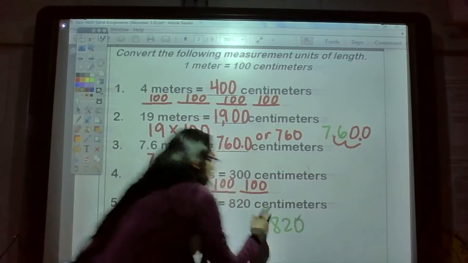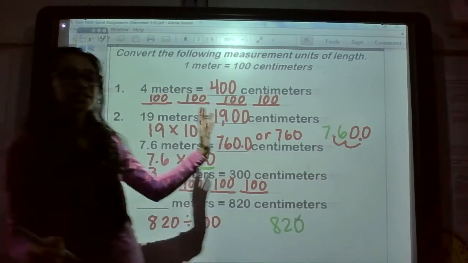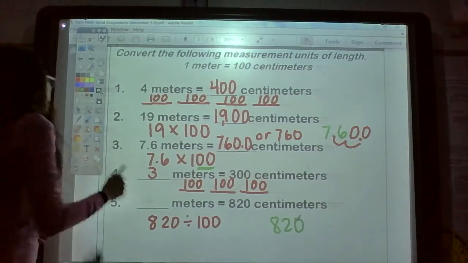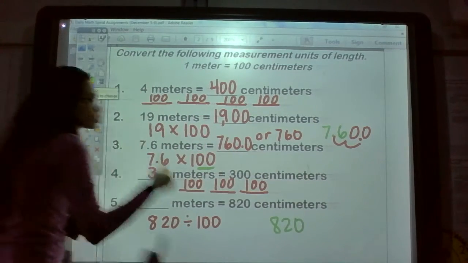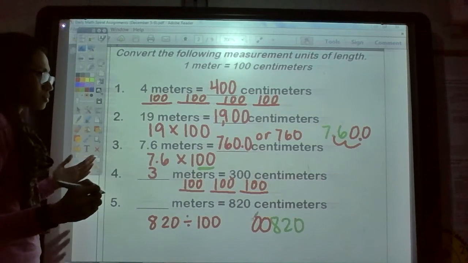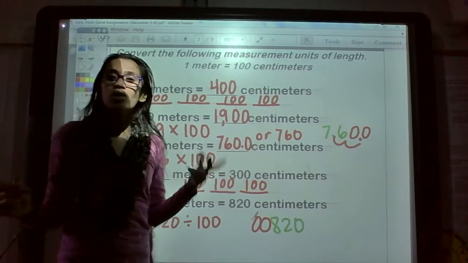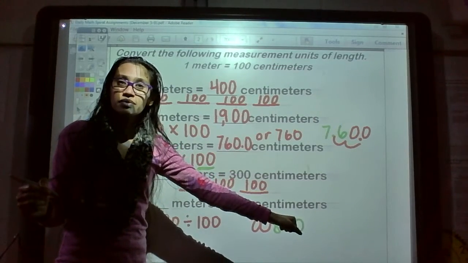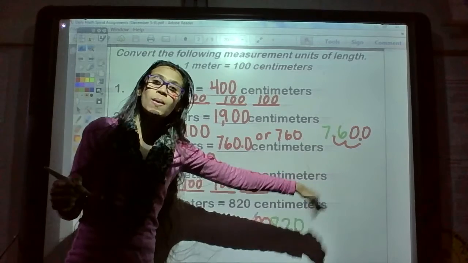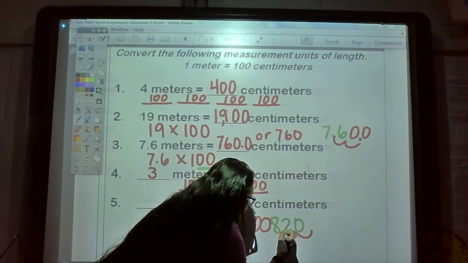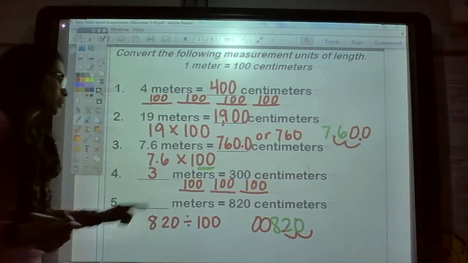820. Now, when we divide, instead of putting the zeros at the end of the number, where do we put it? In the front. So how many zeros do I put? 2 zeros. And then what do I do? Move that decimal 2 times. Now, since you don't see it, where do we start? At the end, and we go 1, 2, and it goes right there.